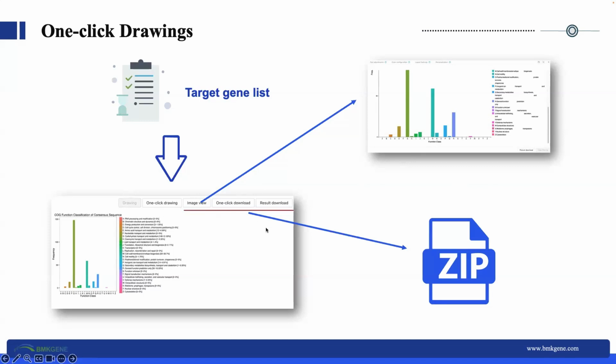One-click download will get a zip file which contains all the image results, while results download will download a single image for the current page.